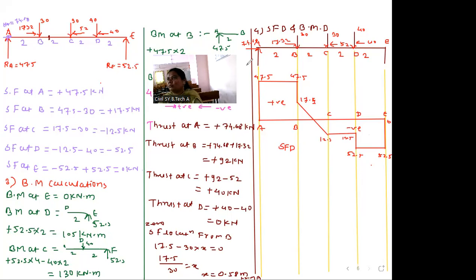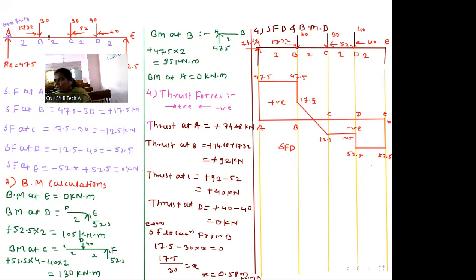After that we will draw bending moment diagram. So the values of bending moment, are they plus or minus? I think all values are plus. So we will draw. So this is the baseline. Bending moment at E. We will first mark points. Bending moment at E is 0.